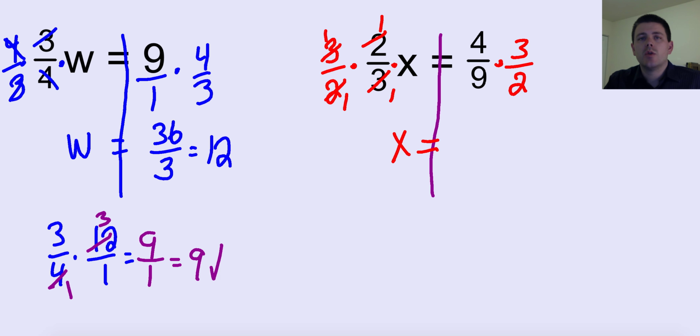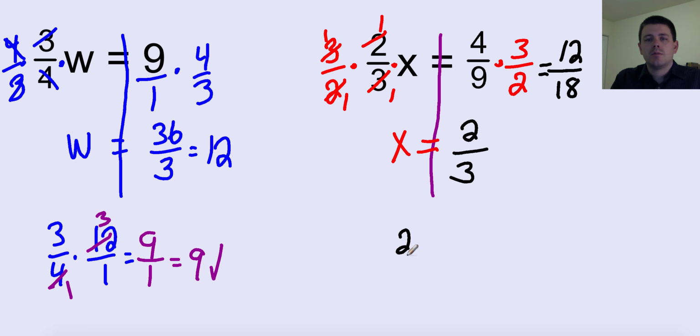Over here, I can do a little bit of cross simplifying, or I can just go ahead and multiply and simplify when I'm done. 4 times 3 is 12. 9 times 2 is 18. 12/18 simplifies to be 2/3.